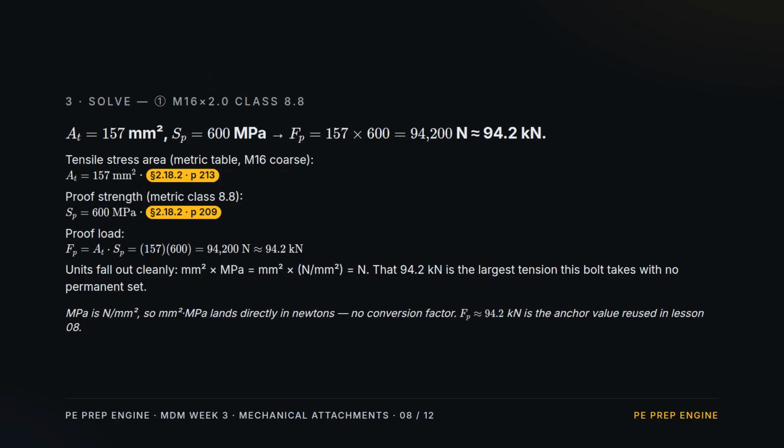Solve. Problem 1. The M16, class 8.8. Tensile stress area from the metric table, proof strength from the class table, and the proof load is their product, about 94.2. That's the largest tension this bolt carries with no permanent set, and it's the number Lesson 8 will turn into a tightening torque.